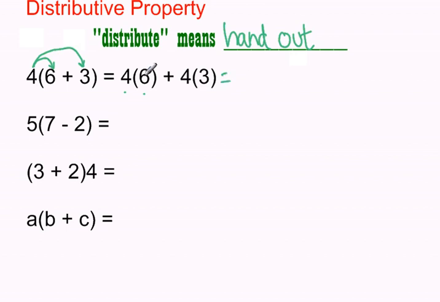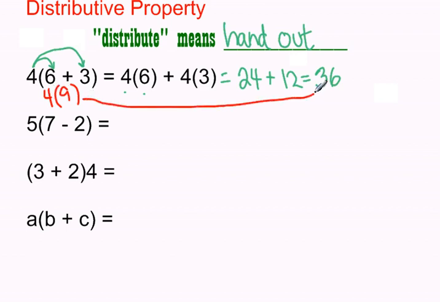Let's see what this equals. 4 times 6 is 24, and 4 times 3 is 12. And I add these two things together and I get 36. Let's go back to the very beginning and see if we could do this a different way. 6 plus 3 is 9. And when I see a 4 and a 9 right next to each other like this with no symbols, I know it means multiply. 4 times 9, yep, that's 36 also.